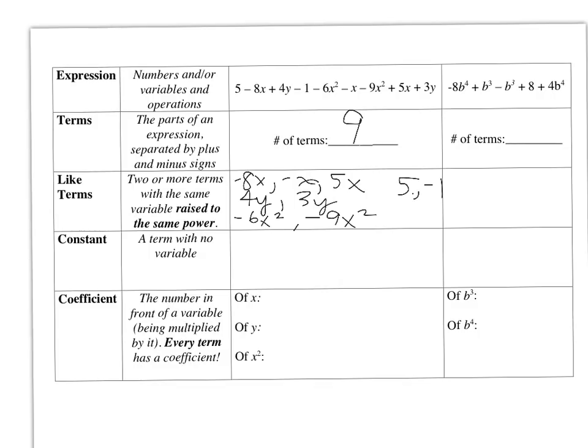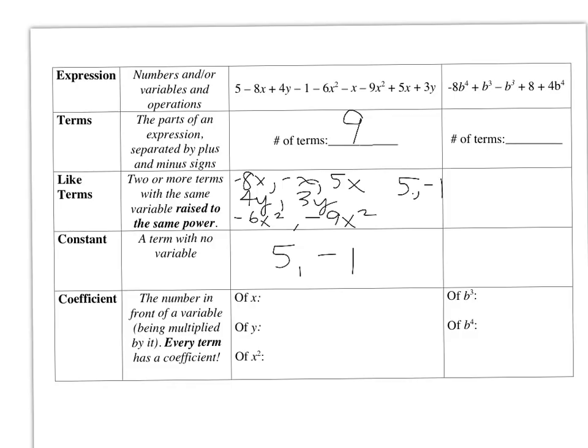A constant is a term with no variable. That's something you already knew. And so as the two we just looked at, 5 and -1 are the two constant terms in this example. And then finally, coefficient. That's a word we've talked a lot about this year. Coefficient is the number in front of a variable that's being multiplied by it, and every term has a coefficient.